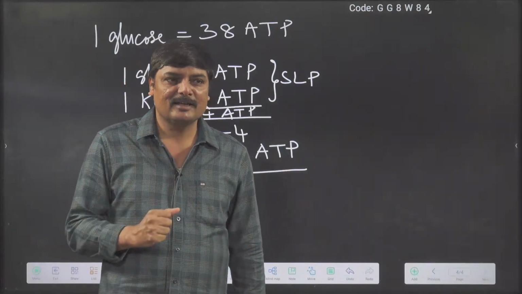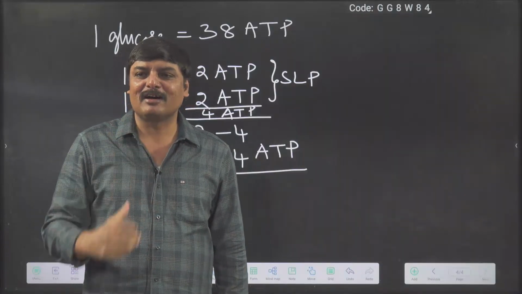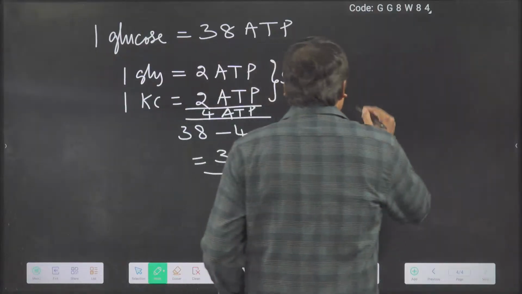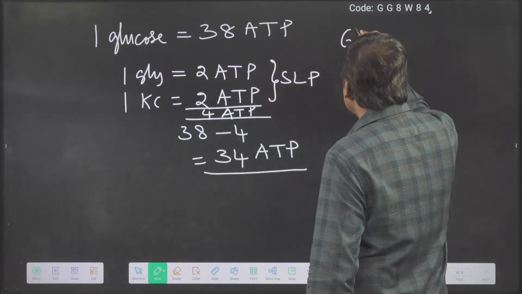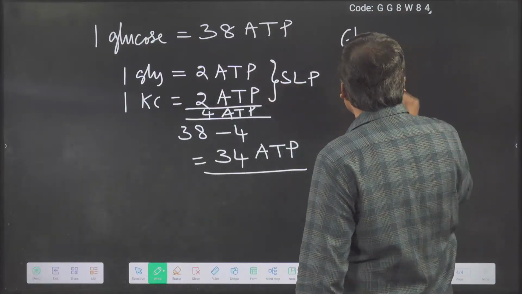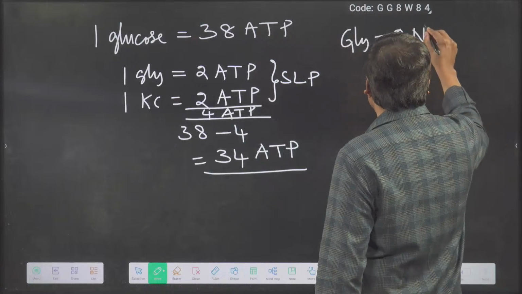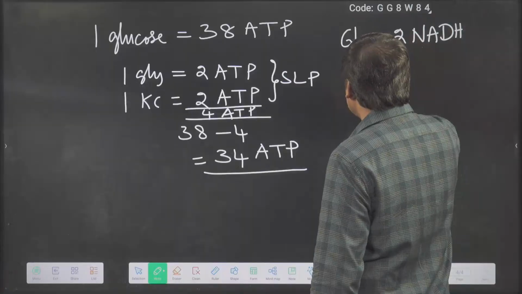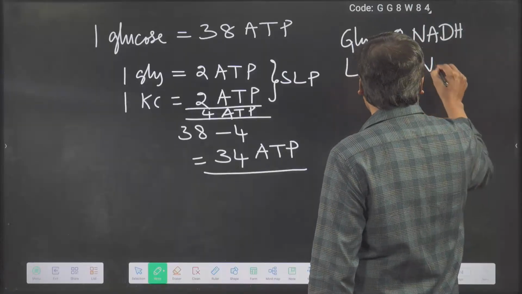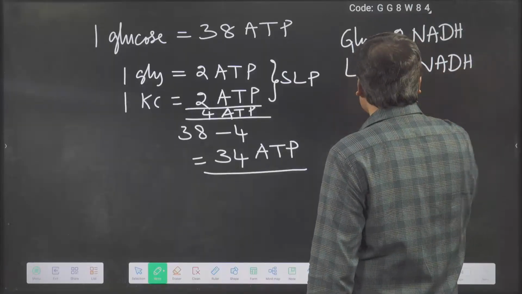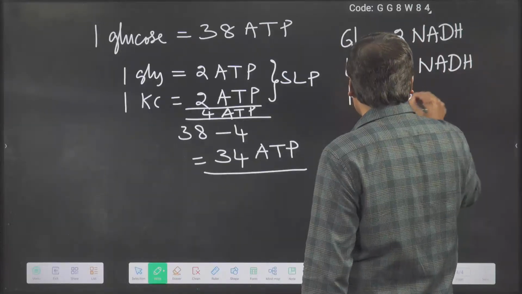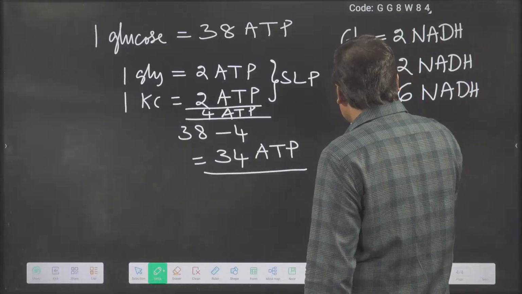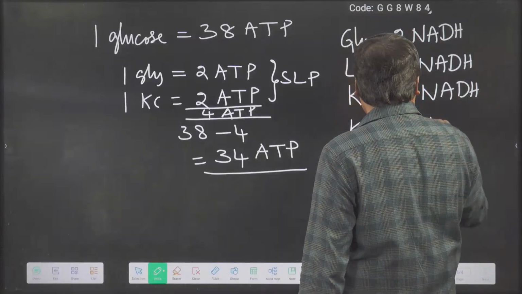Now let us see how many NADH are produced so far. In glycolysis, 2 NADH are formed. In link reaction, 2 NADH are formed. In Krebs cycle, 6 NADH are formed. In Krebs cycle, 2 FADH2 are formed.